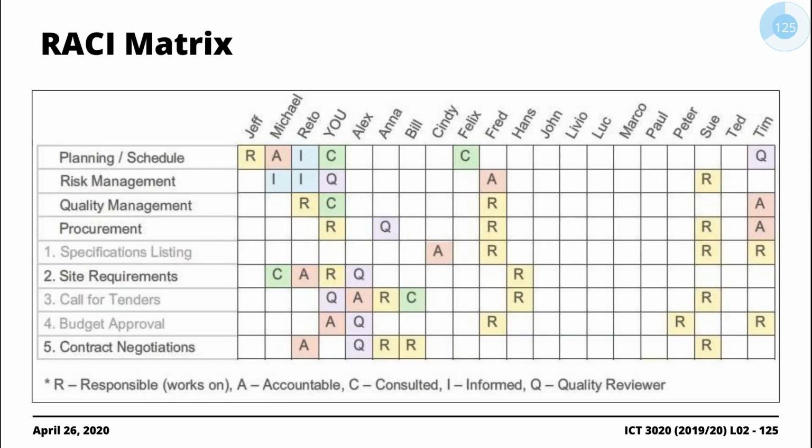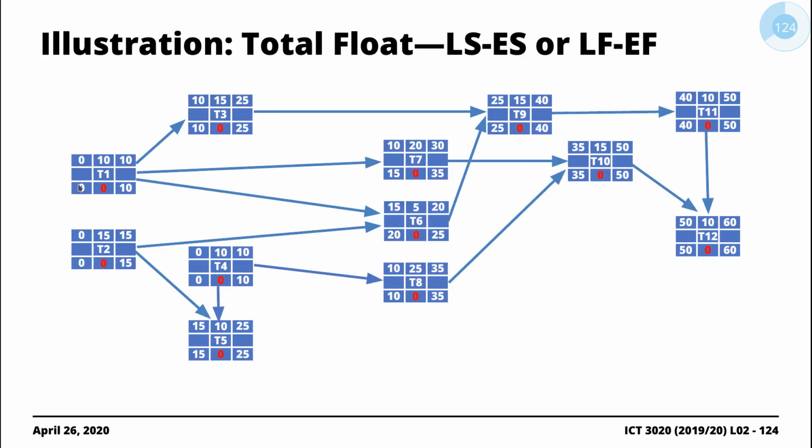Okay. But the key thing here is that the other way of identifying the critical path is you check for activities which have a slack equal to 0, and those will form the critical path.